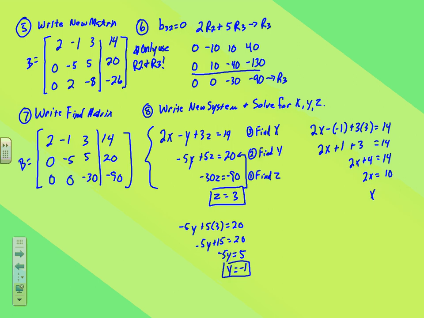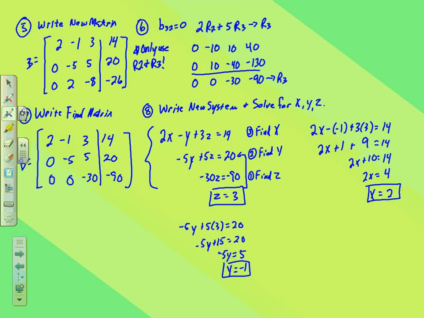So x, oops, I think I made a mistake here somewhere. Yes, I did. I'm not paying attention to my arithmetic. 3 times 3 is not 3, it is 9. So 3 times 3 here is 9, so 9 plus 1 is 10, so move the 10 over to subtraction, that's a 4. There we go. So x is 2. So my final solution, written as an ordered triple in XYZ order, will be 2, negative 1, and 3.